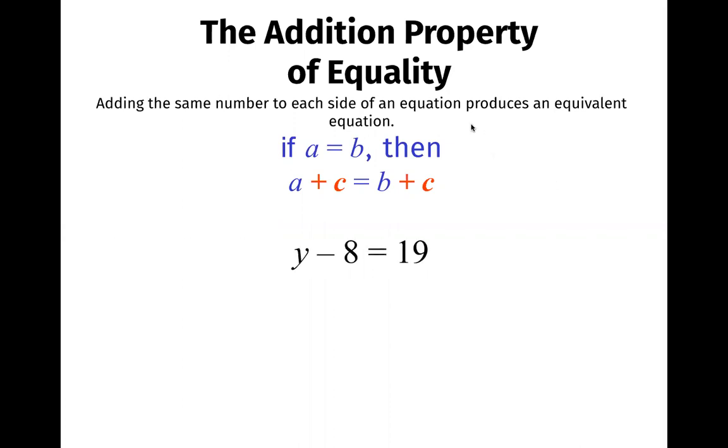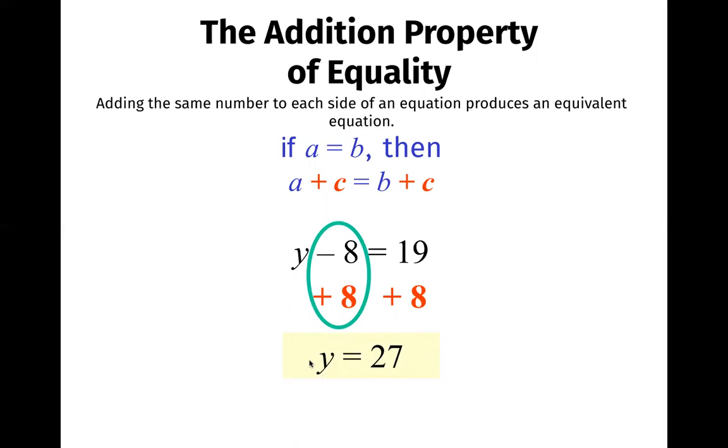So in the instance of the addition property of equality, if you're given a simple equation like this, y minus 8 equals 19, and you want to find your y value, you're going to have to add 8 to both sides to cancel the subtraction of the 8 from our y value. So it'll look like this. You'll add 8 to both sides. The 8 on the left side will cancel, and then 19 plus 8 will equal 27.